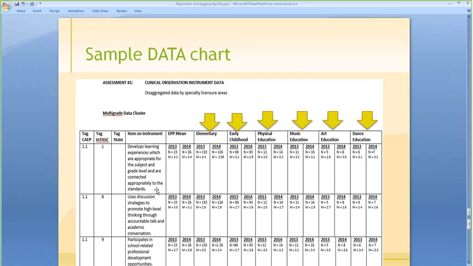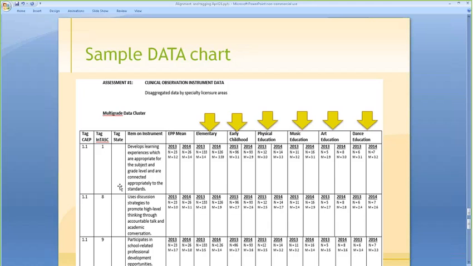So this is where you're directing in your evidence a direct tag to CAPE, to the INTASC. In this case, it's to the standard, but you can write in the INTASC category there instead. And if you have state standards, you can write that in as well. So there's no question about what the reviewers are looking at and what it's related to.